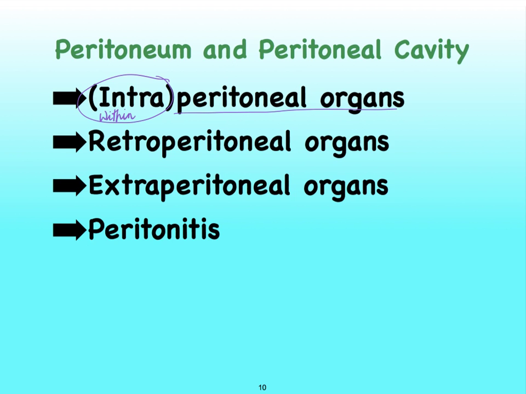We also have organs that are located behind the peritoneal cavity, behind the serosa that define the peritoneal cavity. We call them retroperitoneal, and we'll see which ones they are. And then there are some organs that we find totally outside of the abdominal pelvic cavity, and a good example of that is the esophagus, and we refer to them as extraperitoneal. Anytime there's an inflammation of the peritoneal serosa, we talk about peritonitis.